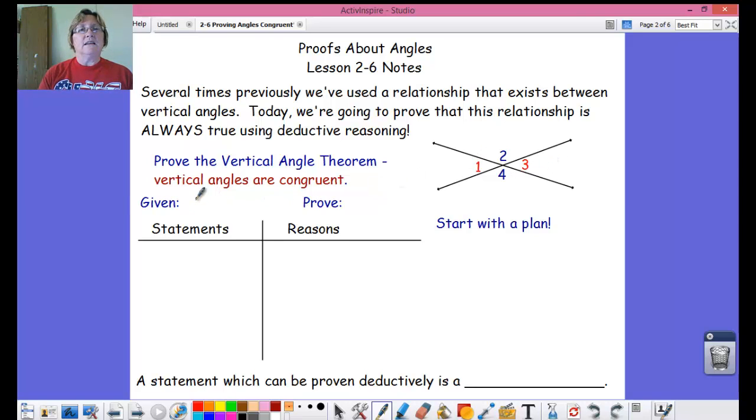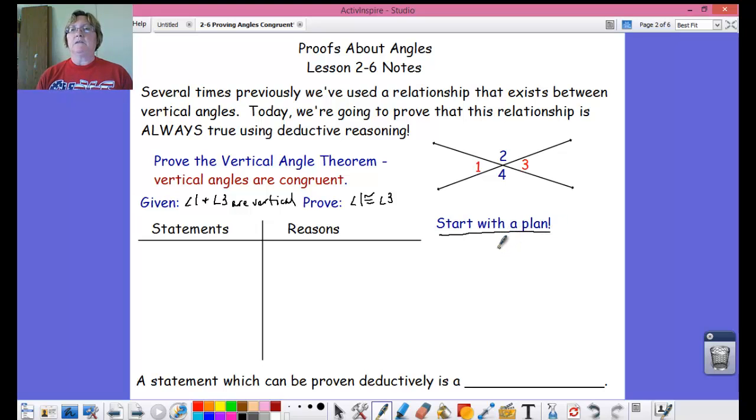Now I'm going to focus in on a specific pair. I'm going to say that angle 1 and angle 3 are vertical. What I want to prove then is that angle 1 is congruent to angle 3. If I can do that for this pair of vertical angles, then I can say it's true for any pair of vertical angles. Since we don't have anything here about angle size, this is generic, we'll be proving it for all time.